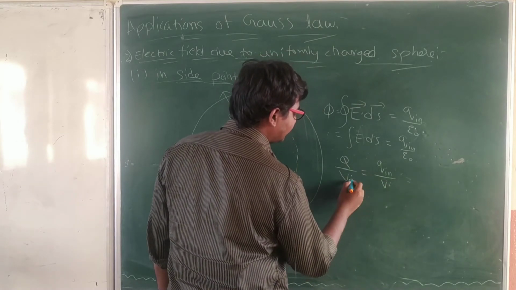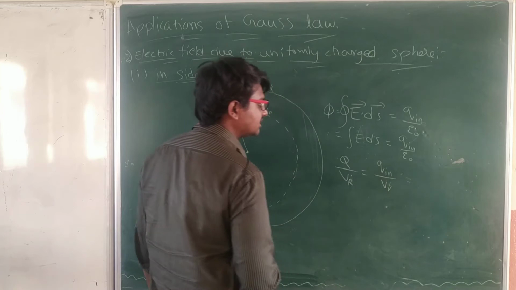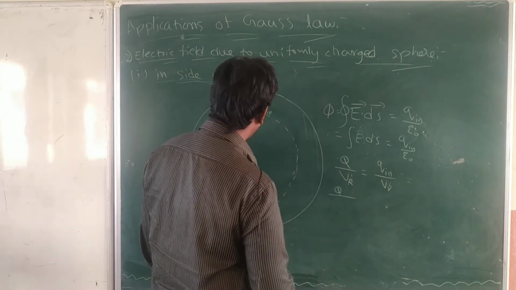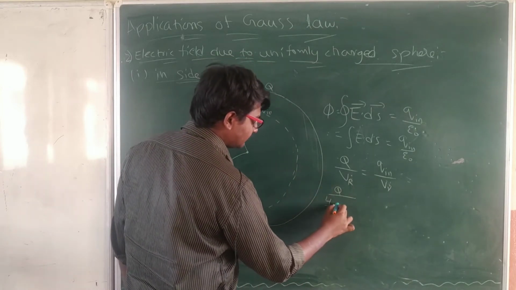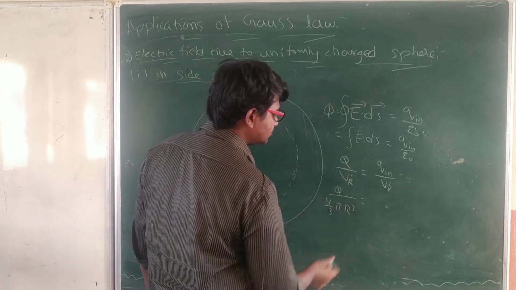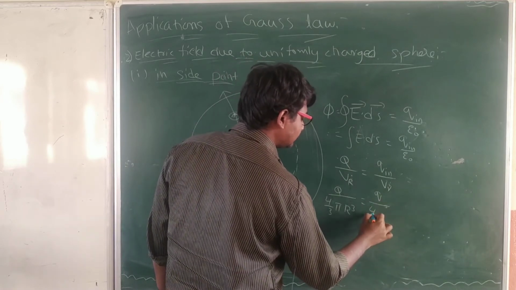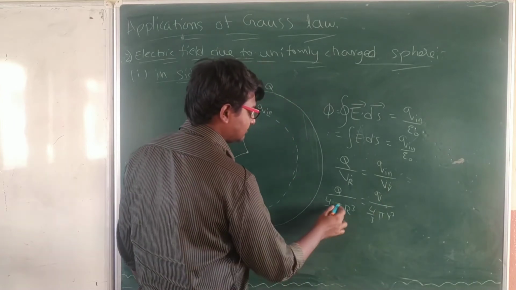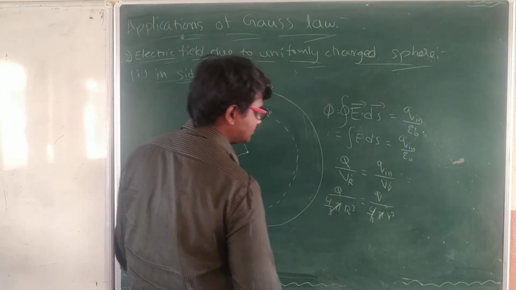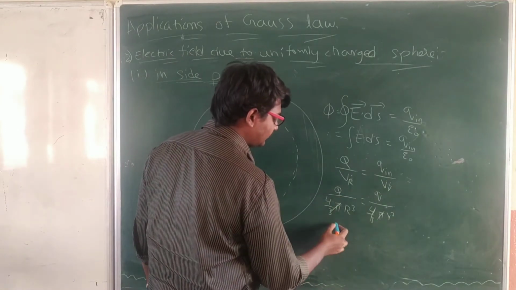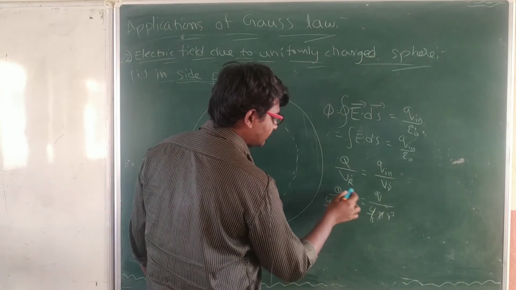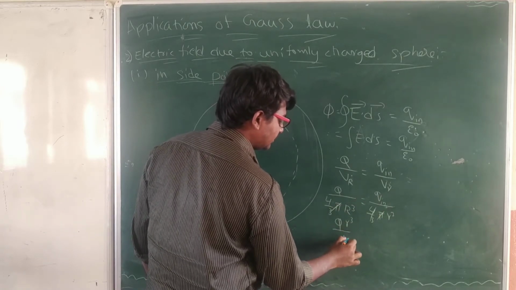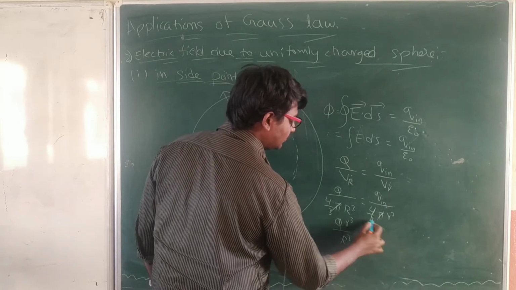Here we consider V of capital R radius and V of small r radius. Now capital Q by V R, the total volume, 4 by 3 pi capital R cube, is equal to Q in by 4 by 3 pi small r cube. This one and this one cancel each other, and now we keep r cube here. We want the value of Q inside, so capital Q into small r cube by capital R cube is equal to Q in.